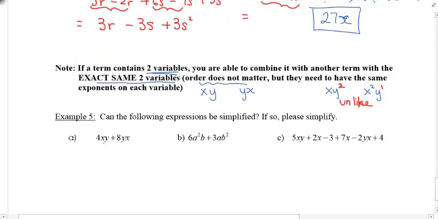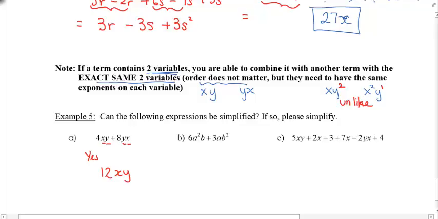So notice you got 4xy, and then yx, the variables are the same. The order is not, but are the exponents the same? They are. So you can do this one, yes. 4 plus 8 is 12. And you can write it as 12xy, or you can write it as 12yx. It doesn't matter. Most math people like to put things in order, so let's go 12xy.